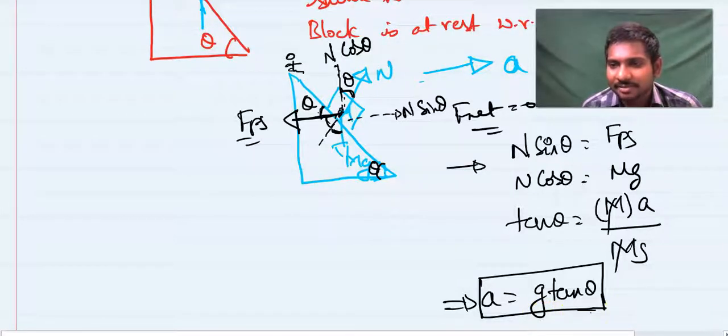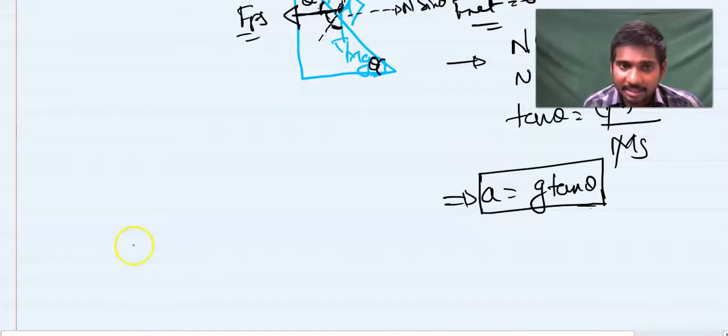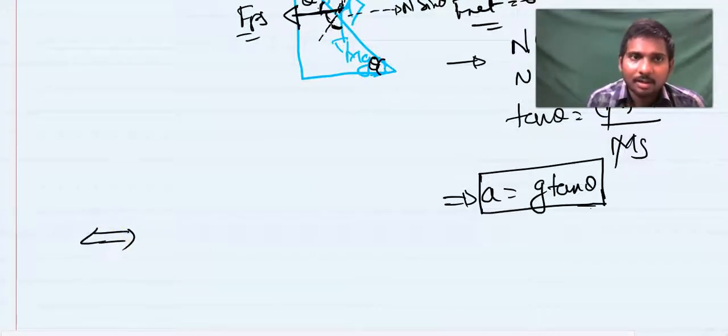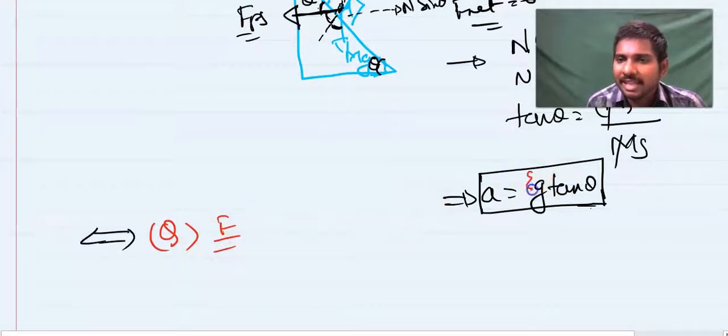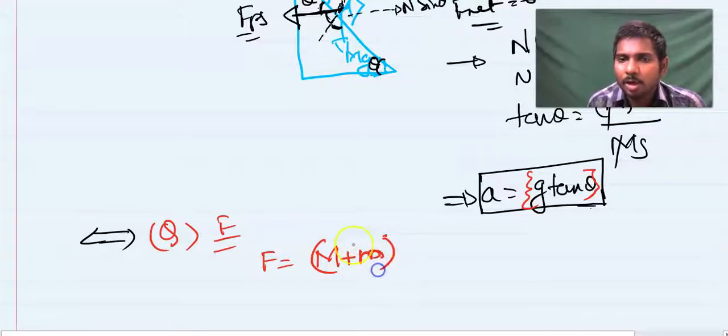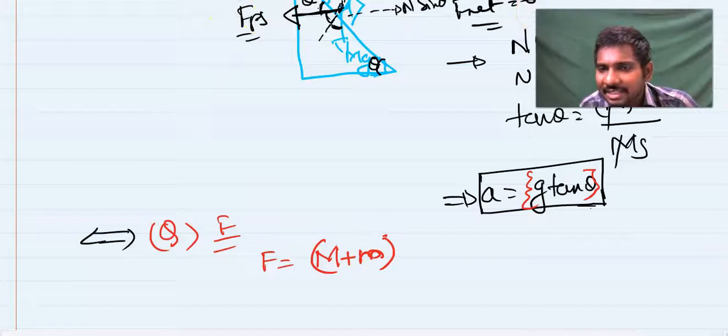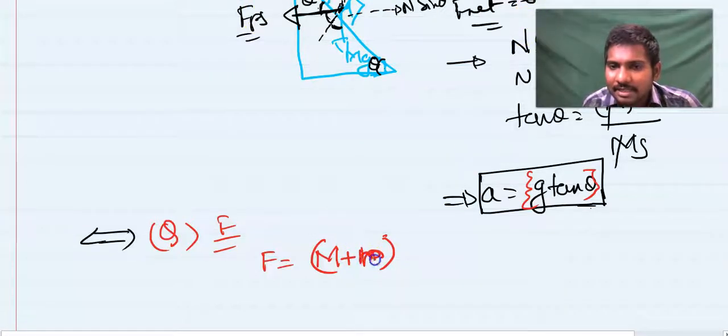Block will not slide. And there might be sometimes another question asked on this. What is the force that should be applied on the inclined plane plus block? It should go with an acceleration g tan theta. What should be the force? That force should be equal to M plus m, two blocks, both the blocks should be going horizontally with an acceleration a, that is M plus m into g tan theta.